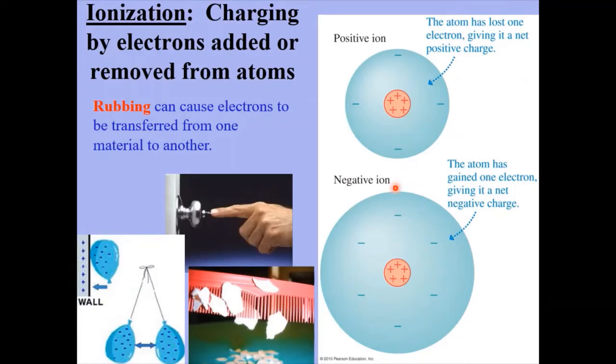So both of these are ions. This is a positive ion because it has more positive charge than negative charge, and then this is a negative ion because it has picked up an extra electron and has more negative charge.